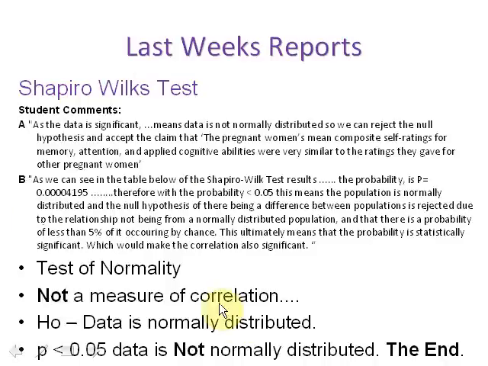Okay, so Shapiro-Wilk's test is a test of normality, not a measure of correlation, and its null hypothesis is that data is normally distributed. If you get a significant result, okay, it doesn't mean you found what you wanted to find, it means that it's not normally distributed. The end, says Olivia.